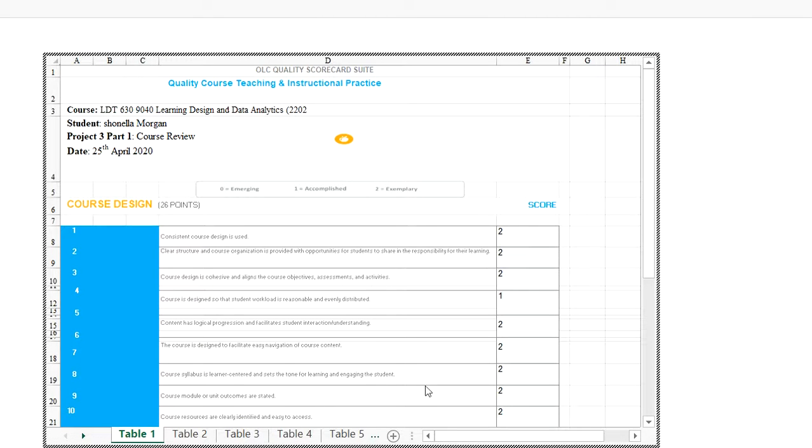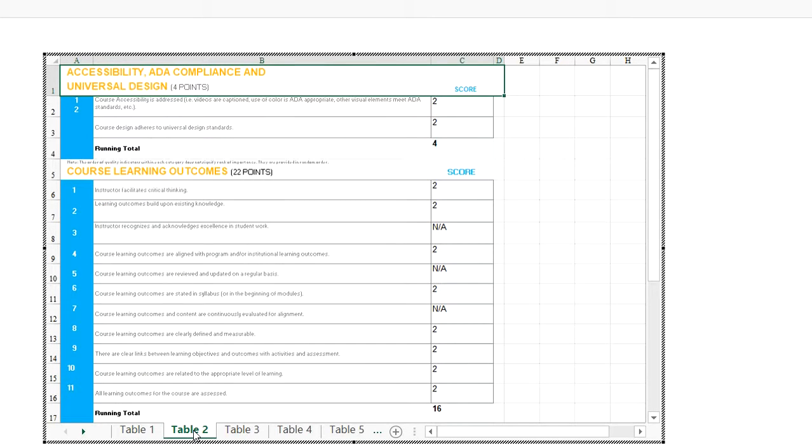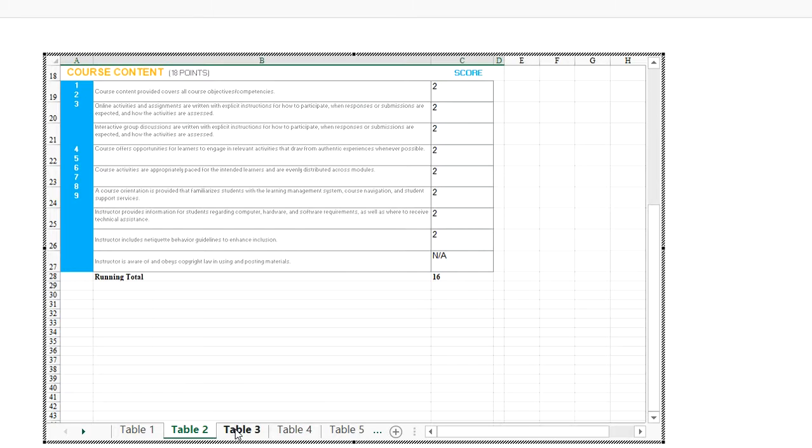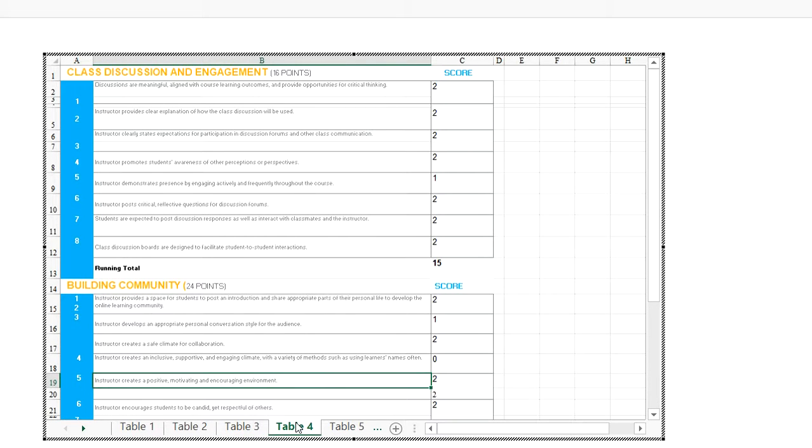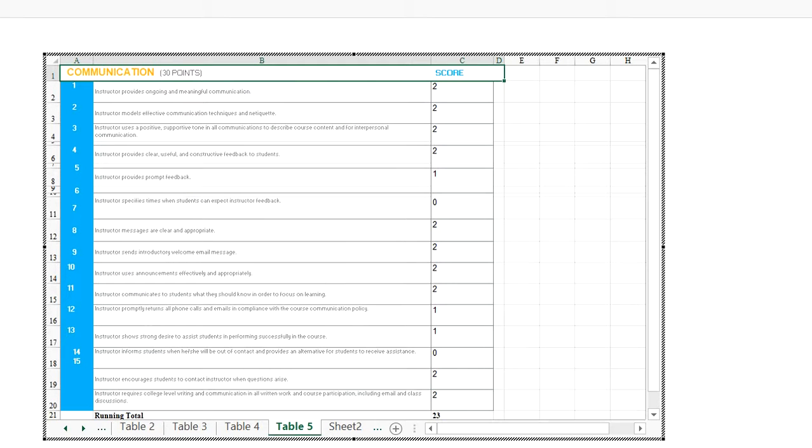These areas are course design, accessibility, ADA compliance, and universal design, course learning outcome, as well as the course content. Also, assignments, instructor's role, class discussion and engagement, building community, as well as communication and course improvement. Today, I will present to you the findings of the case study analysis by highlighting the pros and cons of the current design and offer recommendations for future occurrences of the course.